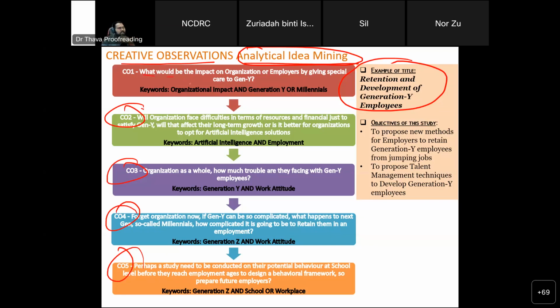What would be the impact on organizations or employers by giving special care to Gen Y? So that means literally I'm asking, since organizations are putting in all this effort, planning how to retain them, because they didn't have this headache last time. Previous employees, they didn't have this. This is something new. A new problem is emerging now, and it's only going to get worse with the next generation and so on. So, what would be the impact on the organization itself by giving all this special care to Gen Y?